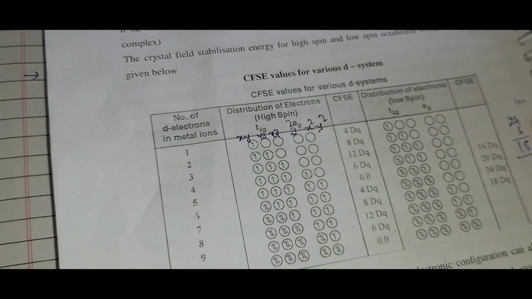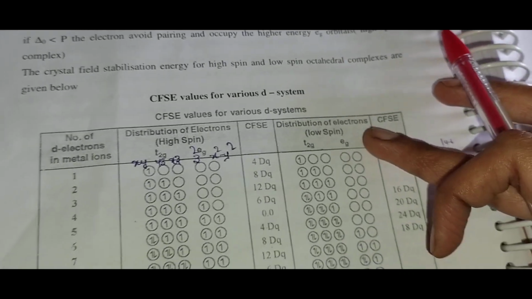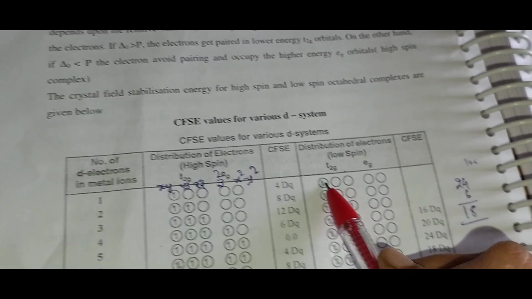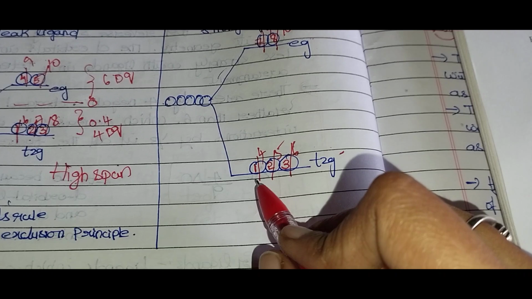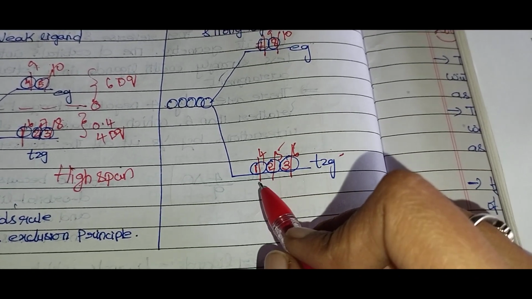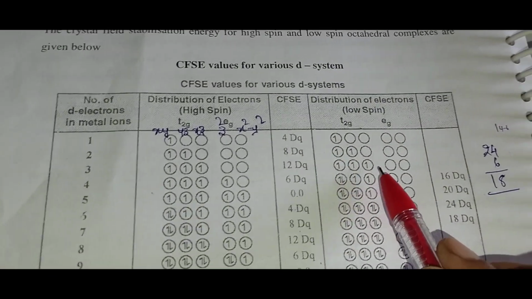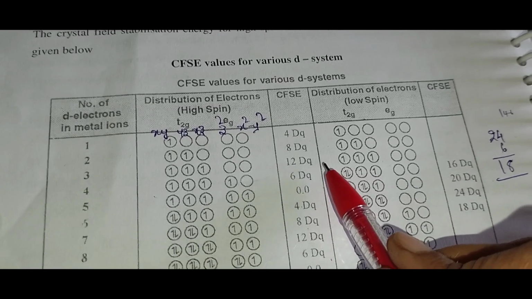When we take the low spin complexes, it will be different because it is a strong ligand. So what happens? First will be paired here, so it is 4 Dq only. First one here it is occupying, so 4 Dq. Second one here it is occupying, again 4 plus 4, 8 Dq. Right. So when the third one is pairing, 12 Dq, same as in weak ligand.